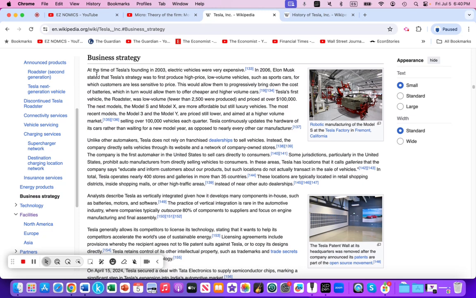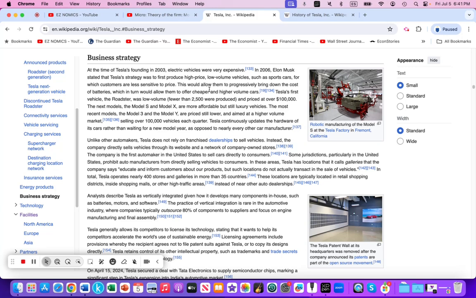Here it says that at the time of Tesla's founding in 2003, electric vehicles were very expensive. So how was a small firm going to break into the car manufacturing industry? So their strategy in 2006, Elon Musk stated that Tesla's strategy was to first produce high-priced, low-volume vehicles, a low quantity sold at a higher price, a luxury sports car. With those luxury cars, PED is more inelastic. People buying these high-end sports cars are less sensitive to price, so a great strategy to start off with.